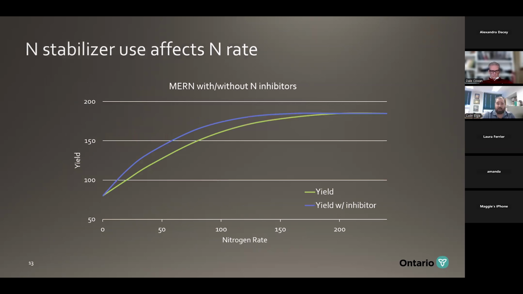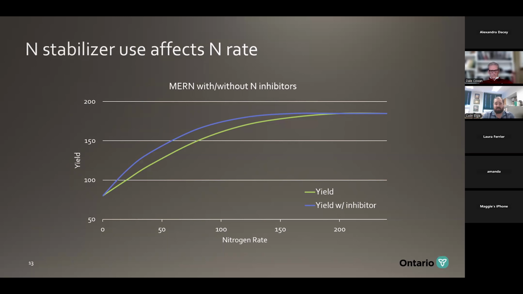And so, how does that affect the nitrogen rate that we've got? I've got two scenarios here, looking at the maximum economic rate of nitrogen, or MERN, with and without inhibitors. The green line here is the corn yield with just a nitrogen fertilizer by itself. Along the axis at the bottom, we're looking at an increasing rate of nitrogen and how that affects yield on the y-axis.